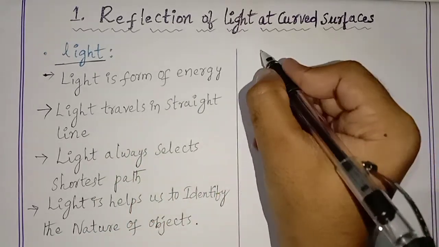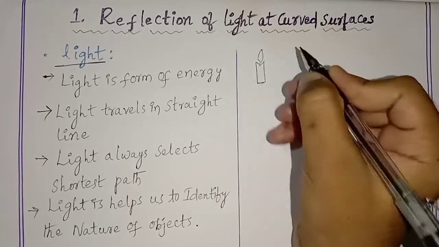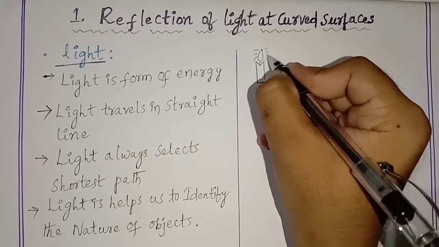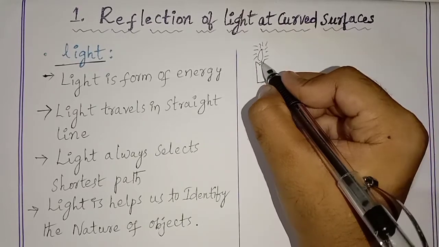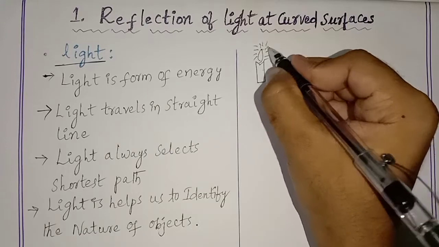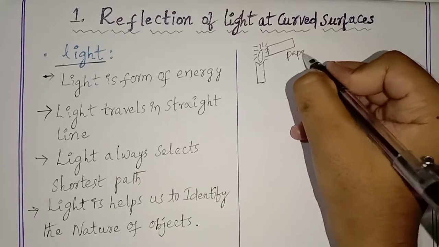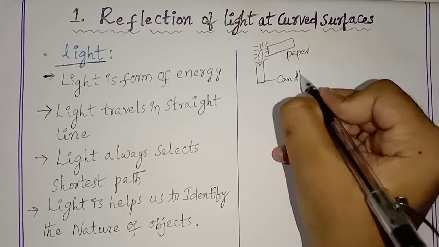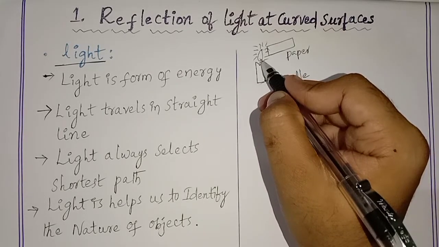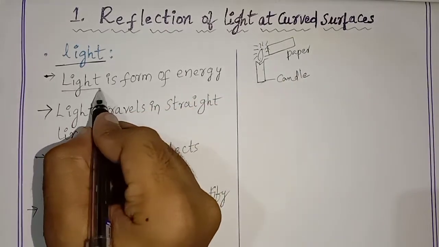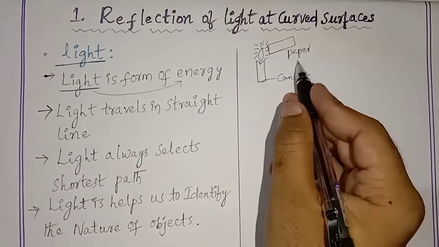To understand this, for example, if I take a candle, this is a burning candle we have taken. So a burning candle gives what? Light. With the help of a burning candle, we can easily burn a paper. What is this? This is a candle. So the candle gives what? The candle gives heat. Heat is in the form of energy. So we can say light is always in the form of energy. This is the example.